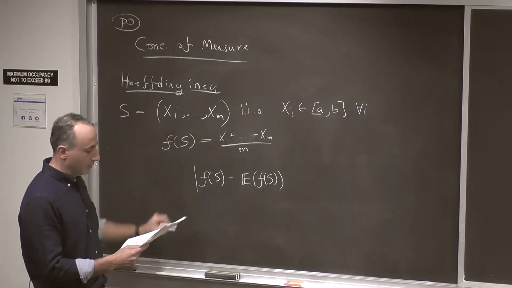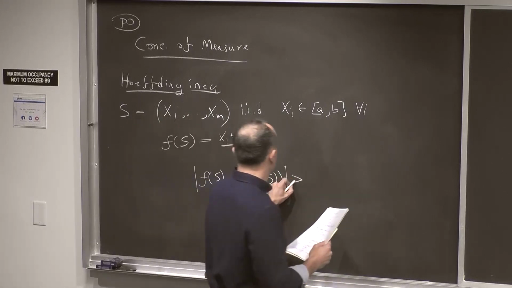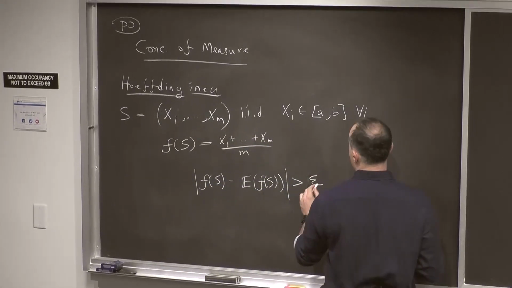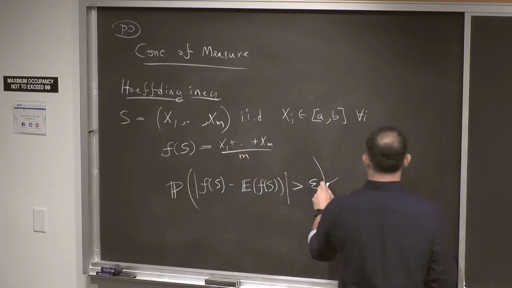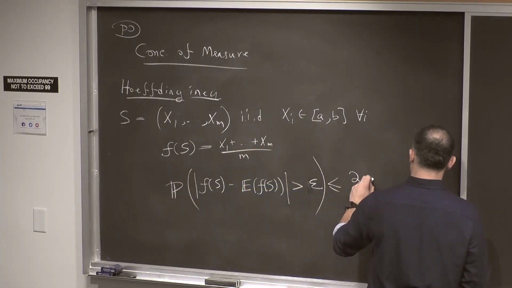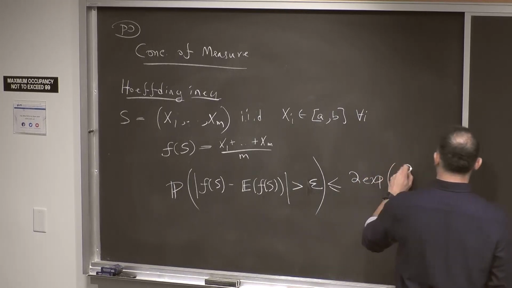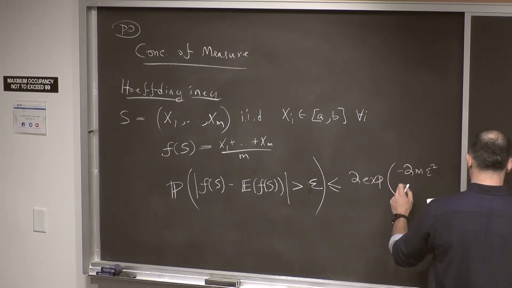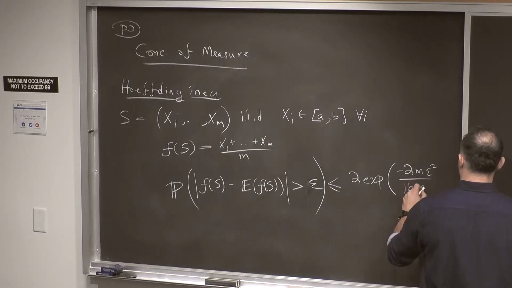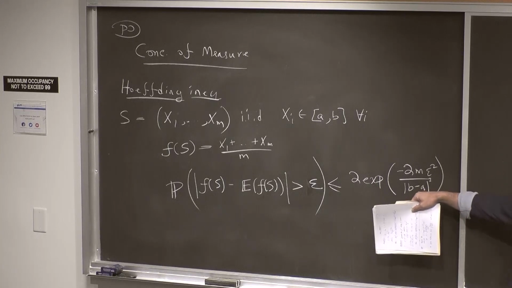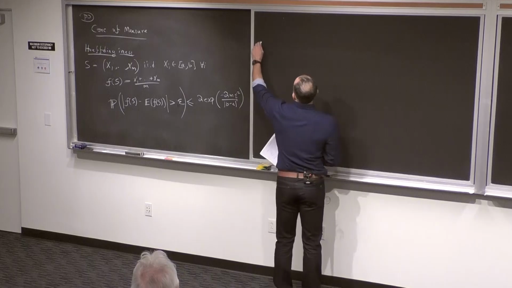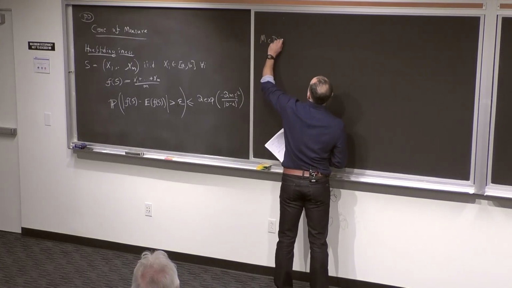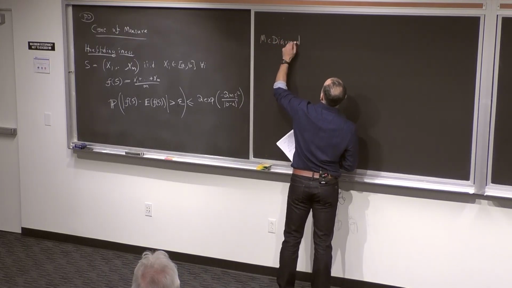All right? So writing it this way, Hoeffding's inequality says that the probability that this is bigger than epsilon is bounded by this exponential. And if you see this b minus a, there's something going on with the m and the b minus a. I'm just stating this to use later.